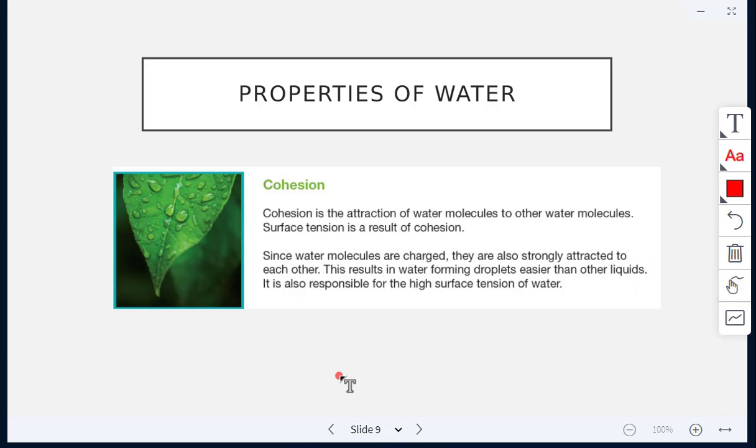So properties of water, continuing, we talked about cohesion. When we talk about cohesion, it's the attraction of water molecules to other water molecules. And this causes surface tension. Since water molecules are charged, they are also strongly attracted to each other. So water attracted to water results in water forming into droplets easier than other liquids do, and it's also responsible for the high surface tension of water.